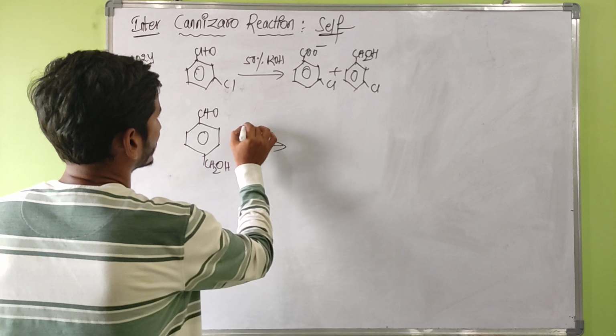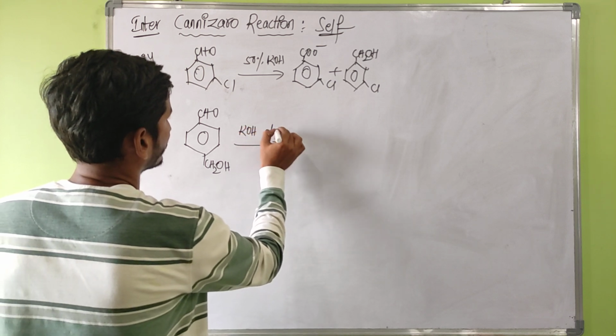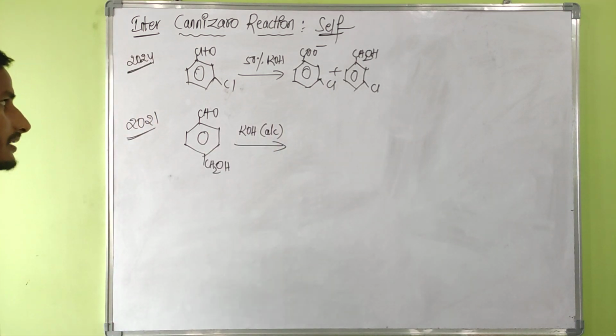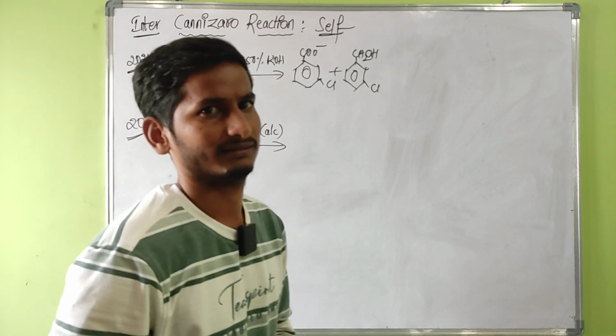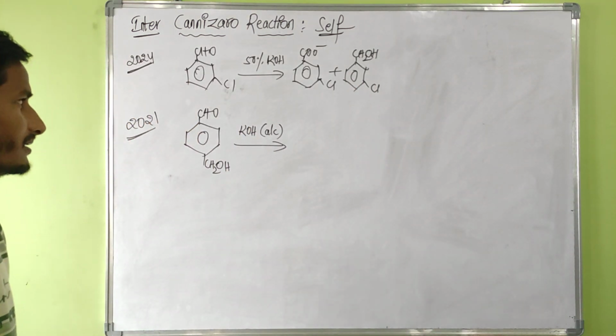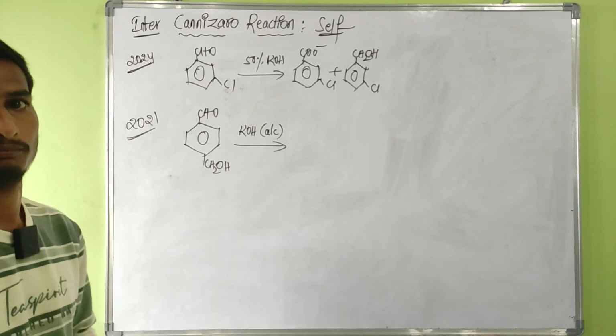So here KOH is given in alcohol. Try to solve this question. Maximum it takes 5 to 10 seconds. Okay, so take pen and paper and put pen on paper.